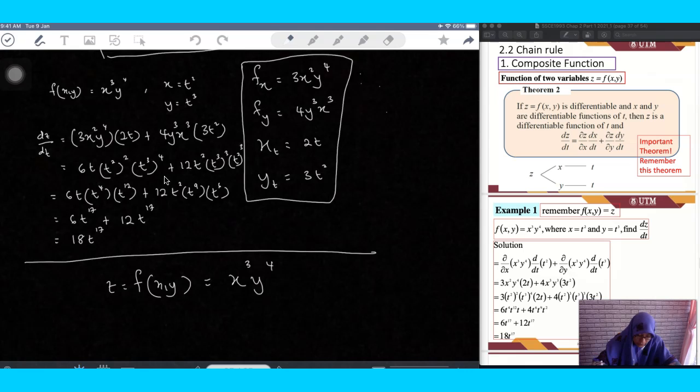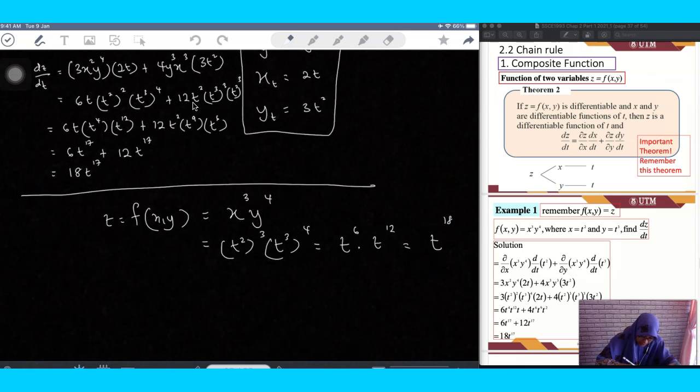y to the power of 4. And you know that x is t squared and y is t cubed. So first you can just substitute all the x and y in terms of t. So you get t squared cubed, and then t cubed to the power of 4. This will give you t^6, t^12, so you get t^18, right? And that is your function z in terms of t.